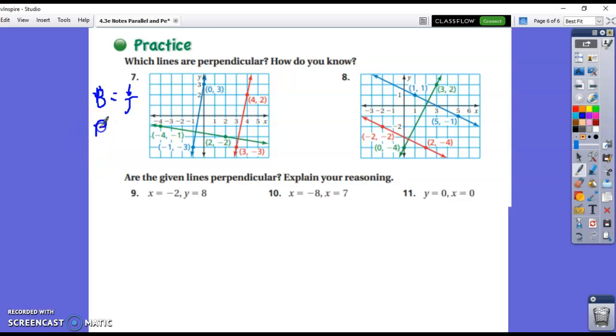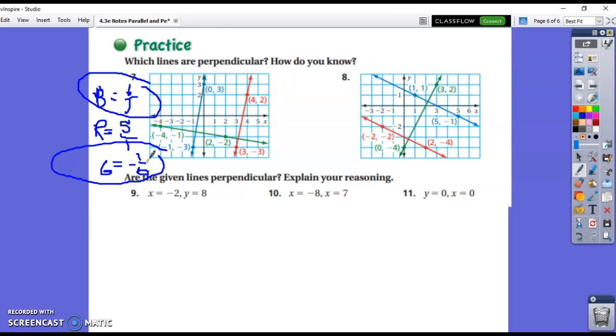And then the red, if I was really good, I'd probably use red ink, but I'm not. 1, 2, 3, 4, 5 over 1. So this would be 5 over 1. And the green is down 1 over 1, 2, 3, 4, 5, 6. So down would be -1 over 6. So if I'm looking, I see 6 over 1. I flip it, I get 1 over 6, and it's the other sign. It's a negative. So I know that blue and green are perpendicular.